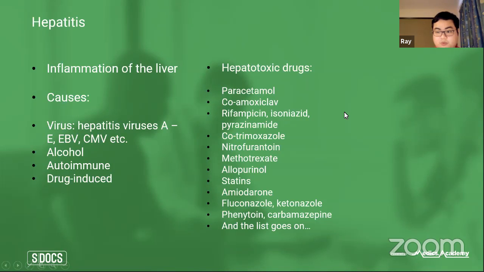Which is why most of these drugs require regular monitoring of liver function tests. So I think one of the most important ones is paracetamol, which would cause liver failure and cirrhosis in overdose, and then certain antibiotics, including treatment for tuberculosis, such as rifampicin, isoniazid, pyrazinamide. And then we have methotrexate in rheumatoid arthritis, and then statins, which require regular monitoring of LFTs.